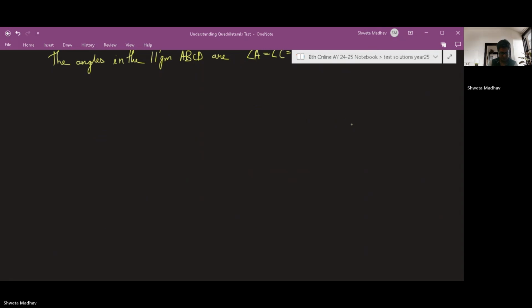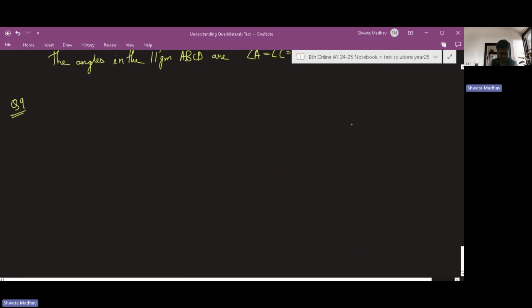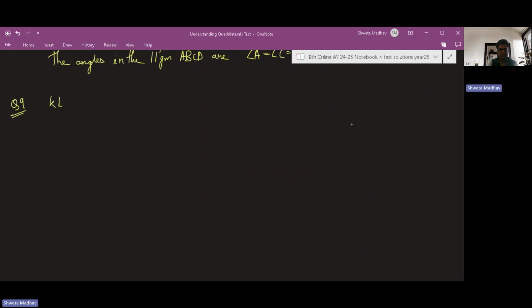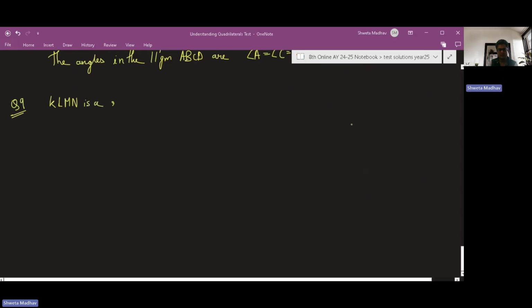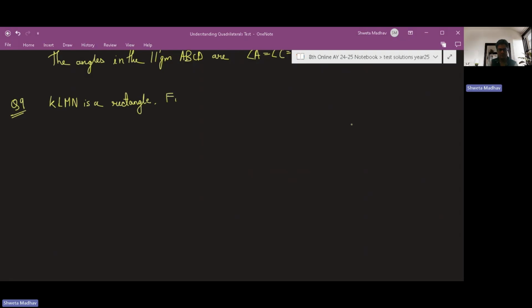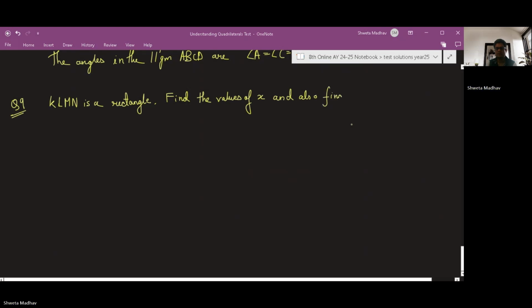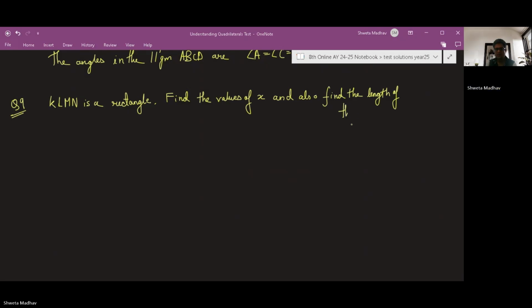But then, in question number 9, it has been told that KLMN is a rectangle. Then find the value of x, and also find the length of the diagonal.